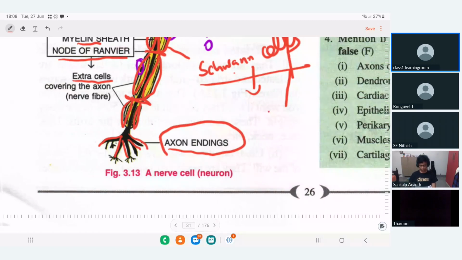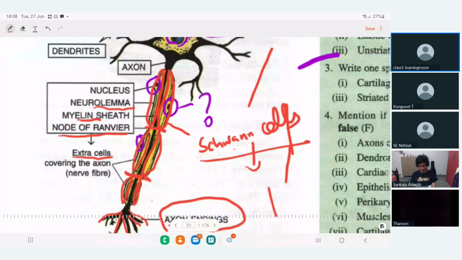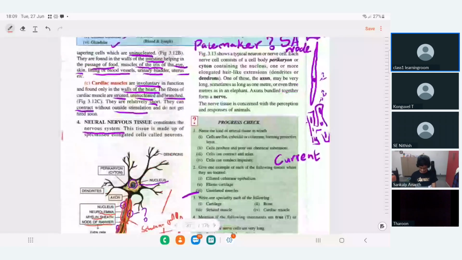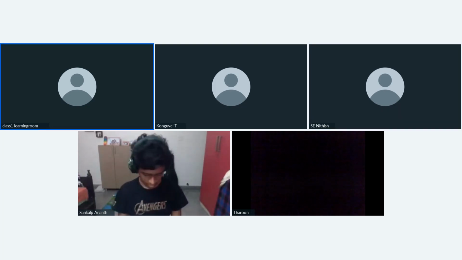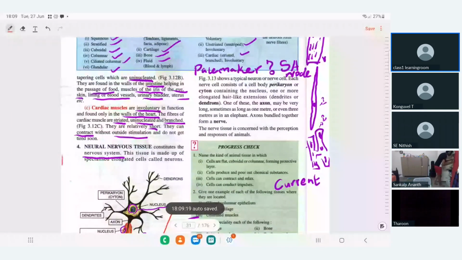So understand the very important structure of the neuron. Now coming to the functions of the neuron. What special functions will a neuron have? It transports stimuli from different body parts to the spinal cord and to the brain. A special aspect is excitability. Neurons are excitable cells.